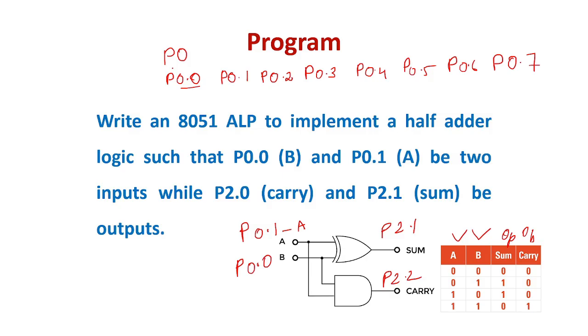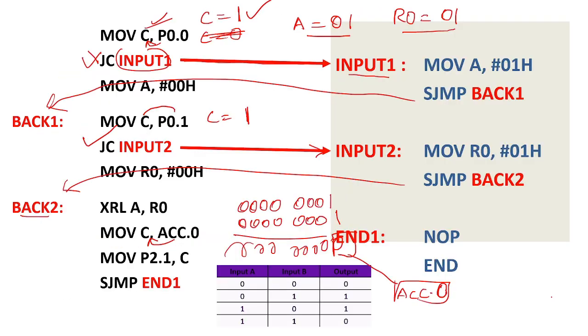right? So you can see here, I gave 1 1. Okay, so you got a 0. Okay, so this is the output after doing XOR logic. This is the output after doing AND logic. So here the value is moved to port 2.1 and short jump to end 1.